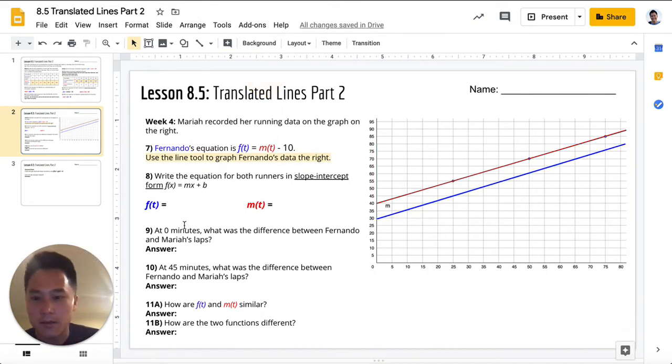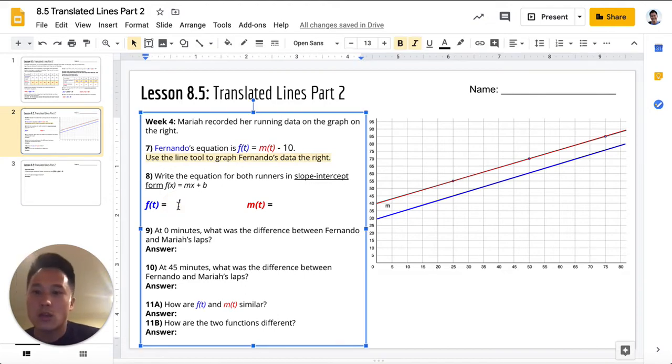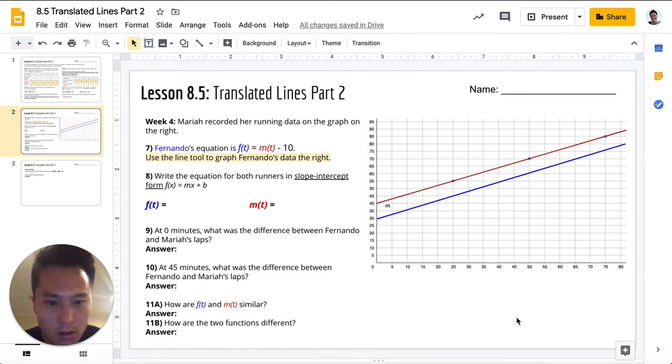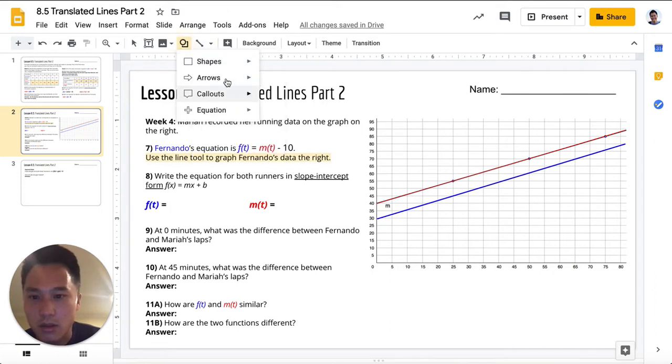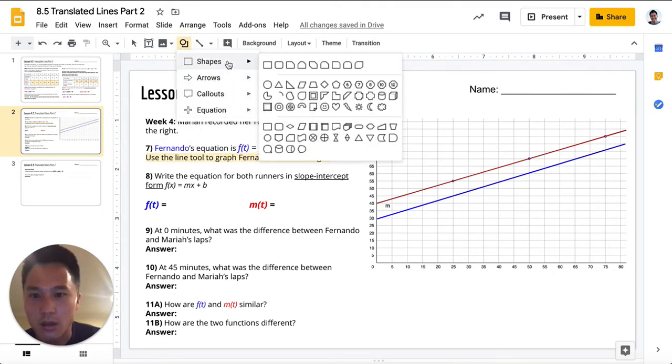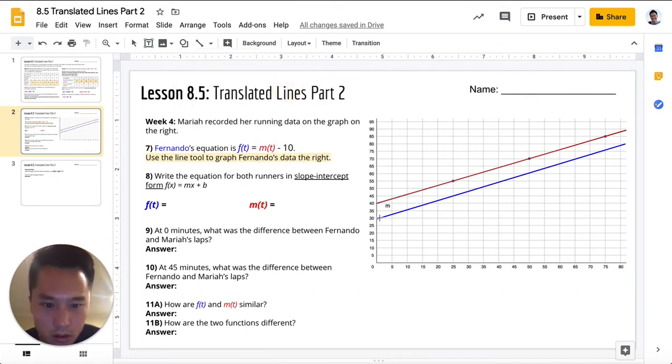That's that. Number 8, write the equation for both runners in slope-intercept form. Okay, so Fernando, what is his rate? What is his slope? I'm going to use some anchor points for this because if I just go by 5-minute intervals, it's hard to tell exactly how many laps we are here. So you don't have to do exactly what I'm doing, but I'm going to add in a slope triangle just to make it a little bit easier for you to see. Let's put in a rate triangle.